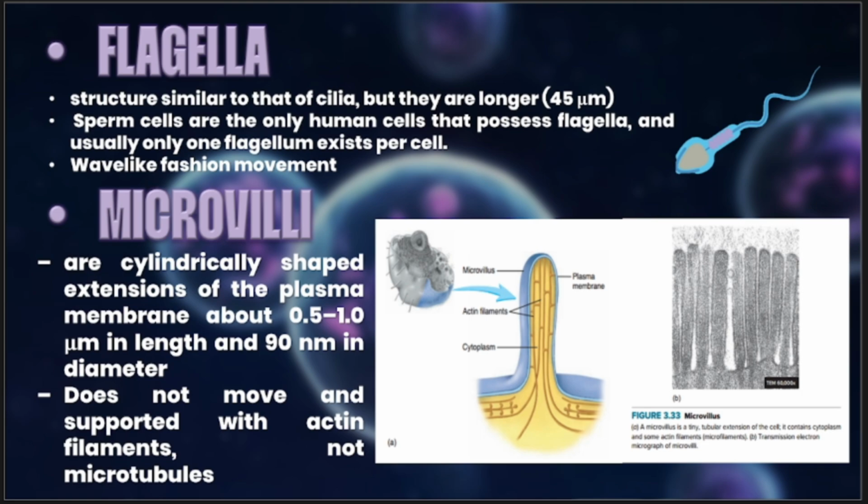You also have your microvilli. Your microvilli are cylindrically shaped extensions of the plasma membrane, typically about 0.5 to 1 micrometer in length and 90 nanometers in diameter. They do not move, and they are supported by actin filaments rather than microtubules. Your microvilli therefore increase the surface area of the cell membrane. It will enhance its ability to absorb nutrients, and it could also interact with the environment.